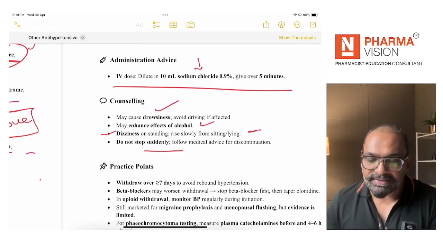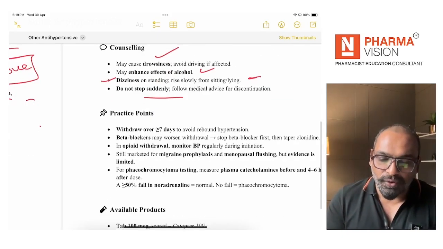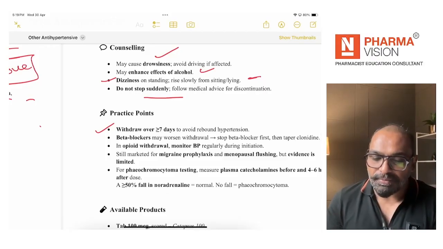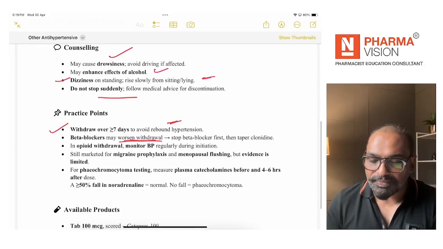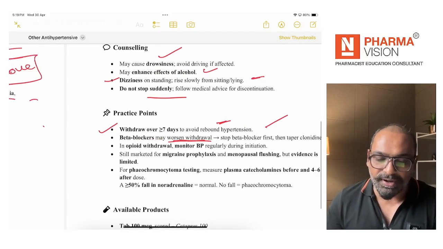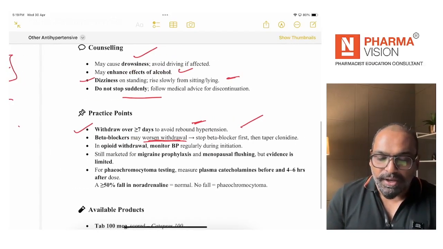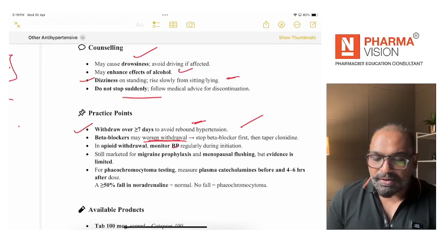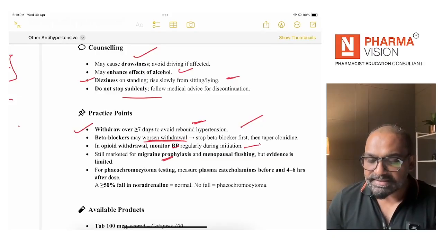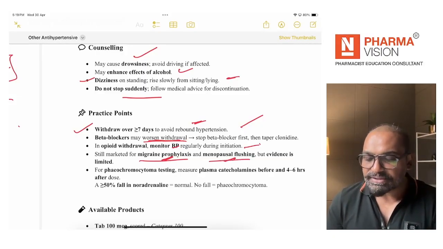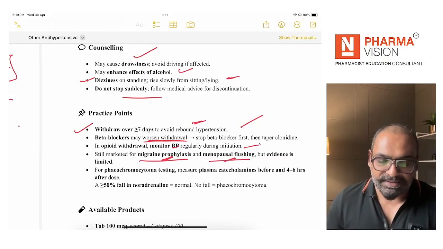Don't stop these medications suddenly. Withdraw over a 7-day period to minimize rebound hypertension. Beta blockers may worsen the withdrawal, because that can cause a problem. Stop the beta blocker first, then taper clonidine. For opioid withdrawal, monitor BP on a regular basis. Clonidine is still used for migraine prophylaxis and menopause flushing, but evidence is limited.